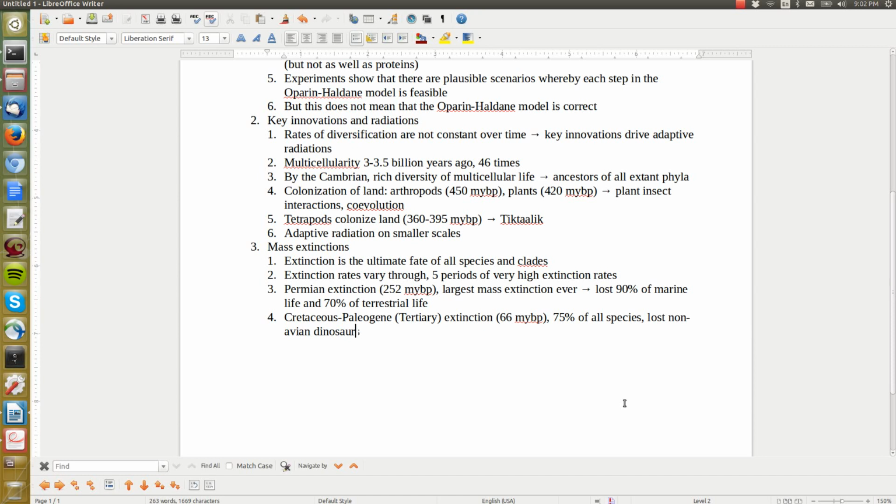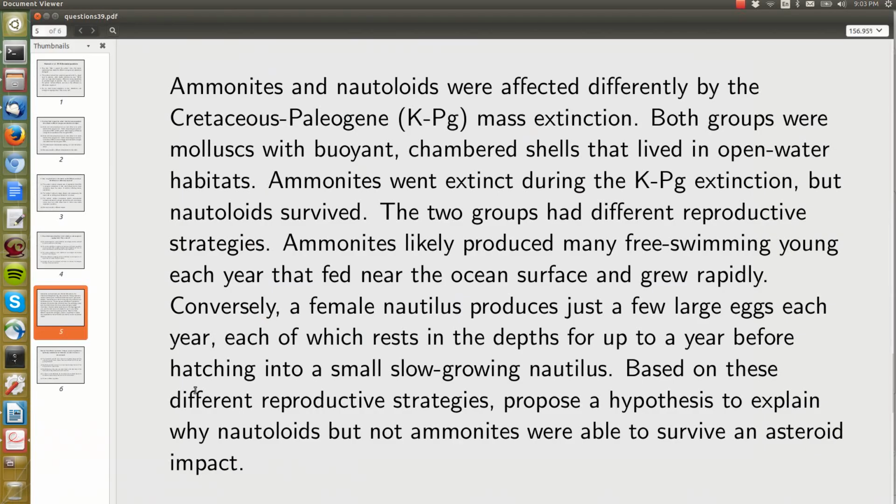So now that brings me to the next question I want us to think about, that again I want you to think about some now, and then we'll discuss when we get back together on Monday. And that is that ammonites and nautiloids were affected differently by the Cretaceous-Paleogene mass extinction. Both groups were mollusks with buoyant chambered shells that lived in open water habitats. Ammonites went extinct during the Cretaceous-Paleogene extinction, but nautiloids survived.